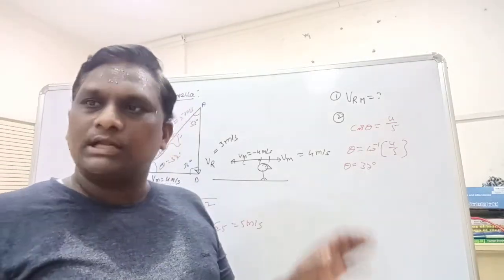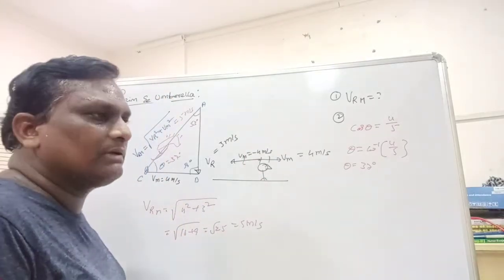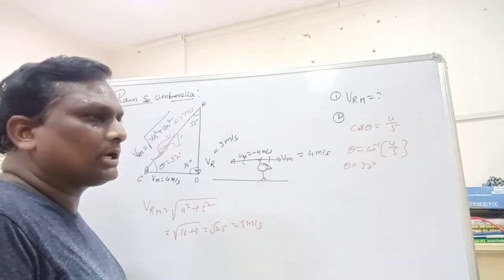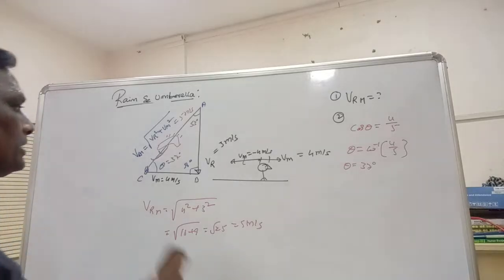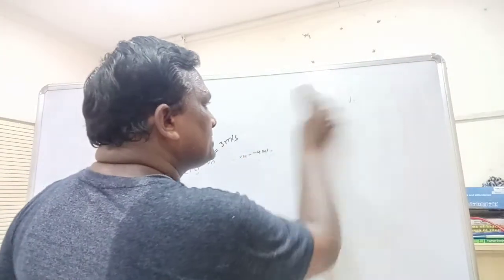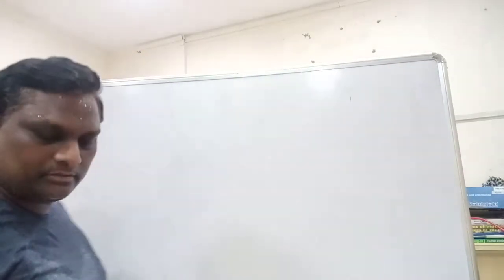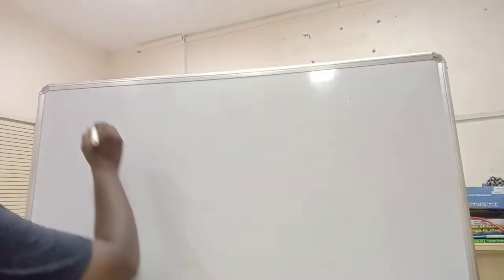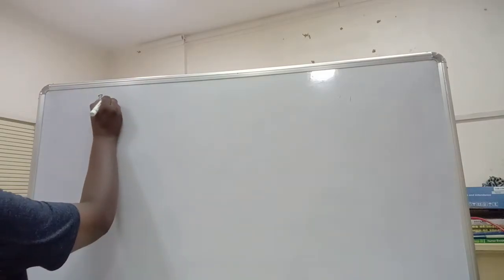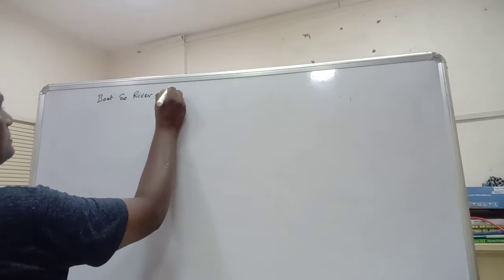Now one more concept is there, that also I will explain here. Right, so boat and river problems. In that we have two cases: one is shortest path and the second one is shortest time. Two cases are there. Now I will explain one case, that is shortest path. Here we take boat and river problems.